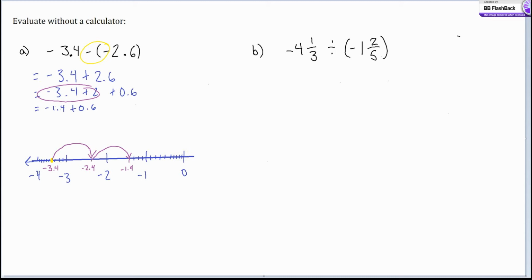Okay, so we could continue to count down the tick marks like we did previously. And we have to go down 6/10. 1, 2, 3, 4, 5, 6. So this should be negative 0.8.